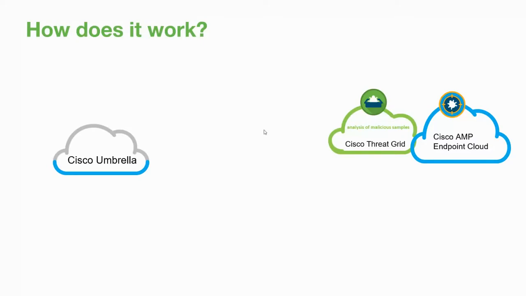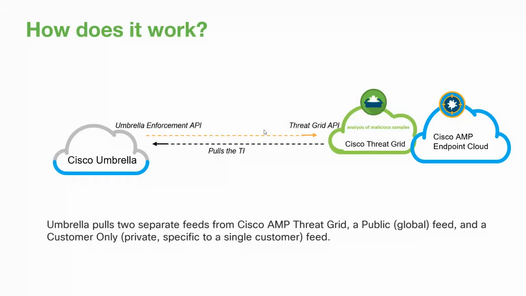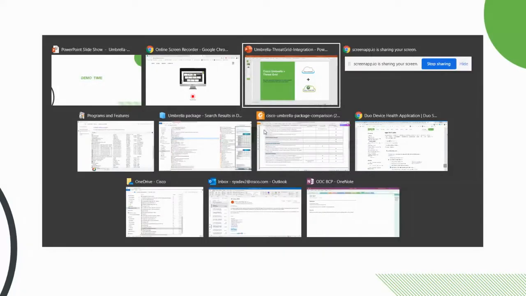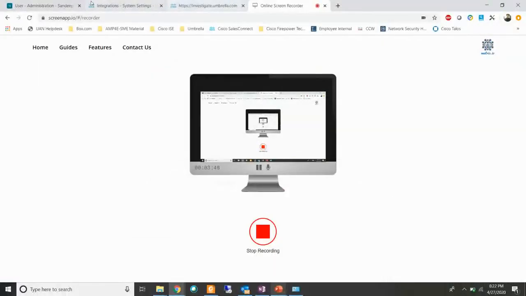In either case, Cisco Umbrella will pull in both the feeds. Cisco Umbrella is going to use the enforcement API to talk to the Cisco Threat Grid API to pull this threat intelligence, or the curated feeds. As I mentioned, both feeds will be pulled from Cisco AMP Threat Grid, be it public or private. So now let's switch gears to the demo. Let's look at what we will be able to do in the demo.